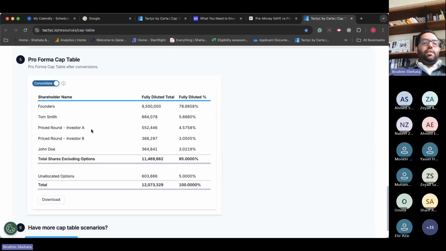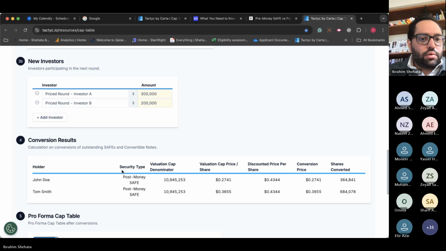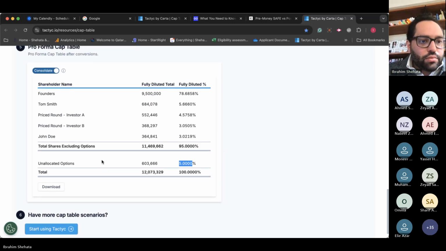So as you can see here, this is the final cap table. So we have unallocated options of 5%. This is from the beginning. This is not allocated anymore. This is not allocated. This is not new. But this is the new. One second.